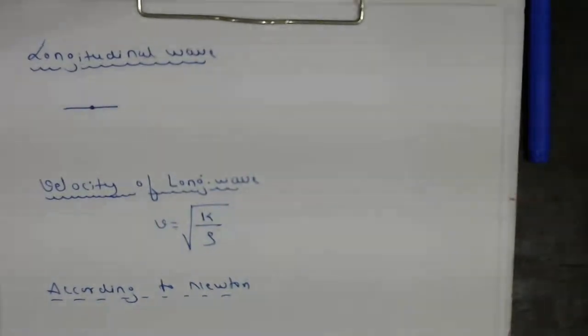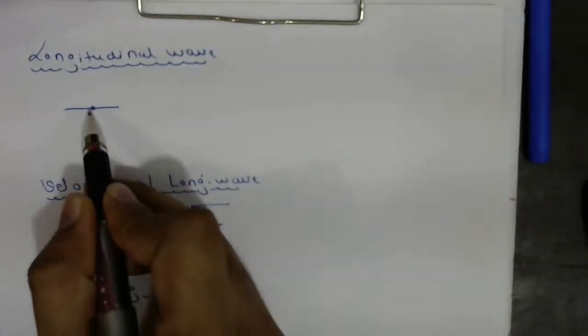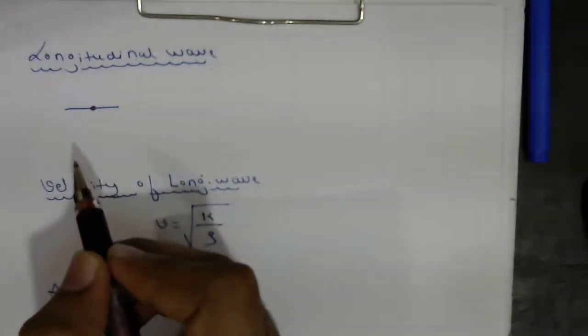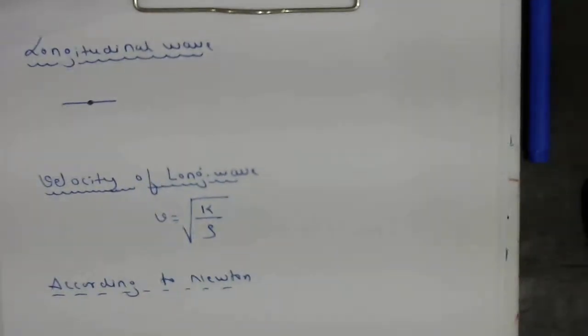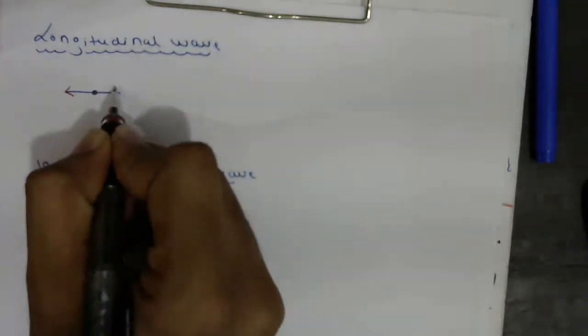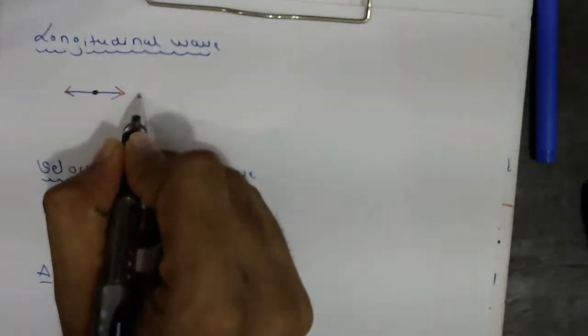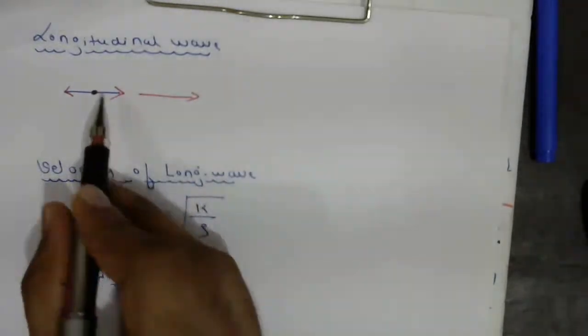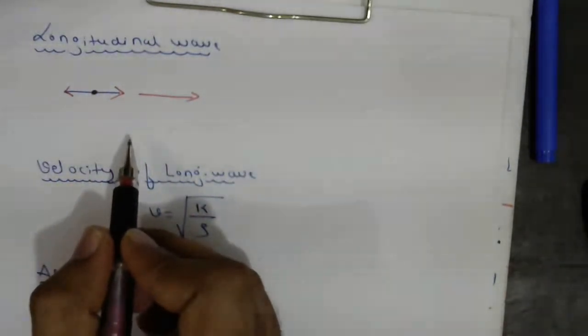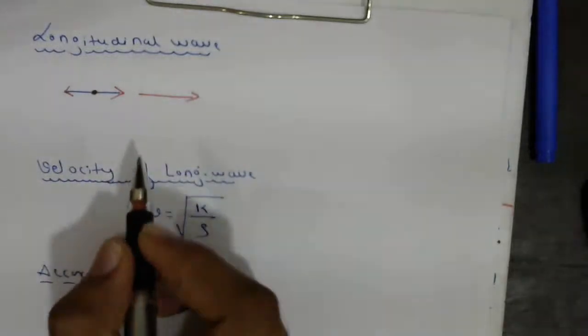Today we'll discuss longitudinal waves. You know that a transverse wave means what? A transverse wave is nothing but motion of the particle and propagation of the wave both being perpendicular to each other. In the case of a longitudinal wave, the medium particles are vibrating in this direction, and the propagation of the wave is also in this direction. Both are parallel to each other. That wave is called a longitudinal wave.